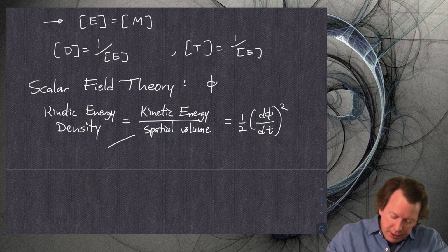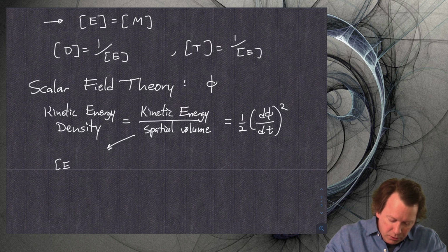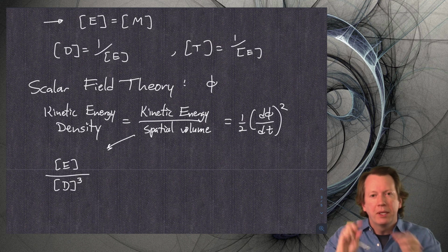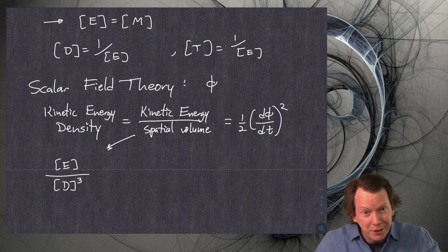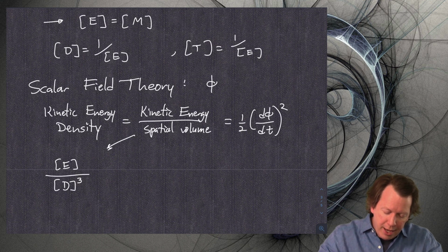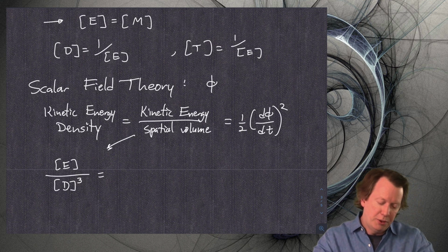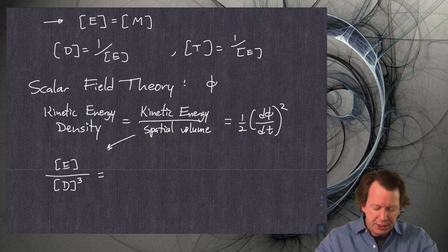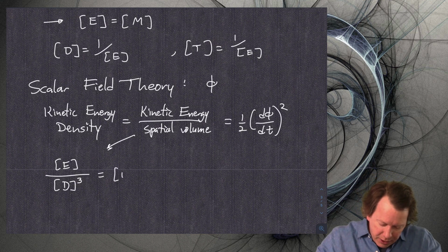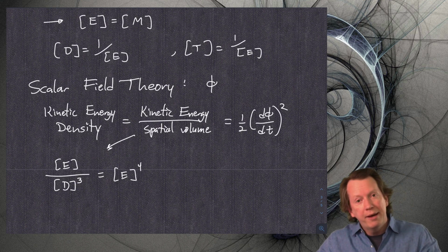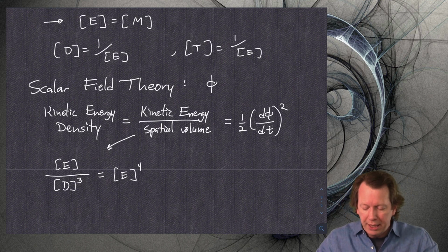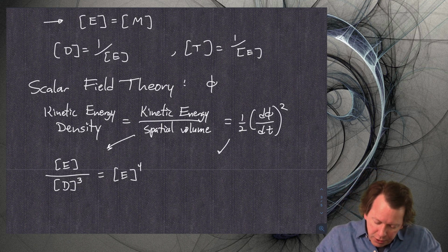Kinetic energy density, kinetic energy per spatial volume. The units of that are energy per spatial volume, which is distance cubed, right? Little tiny volume, 3-dimensional, distance cubed. We're assuming space is 3-dimensional for the purposes of this lecture. And we said that distance itself has units of 1 over energy. So energy over distance cubed has units of energy to the 4th. Good. And 1/2 d phi dt squared, rate of change of phi with respect to time, that has units.